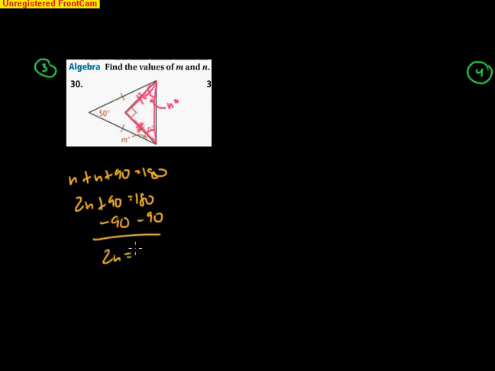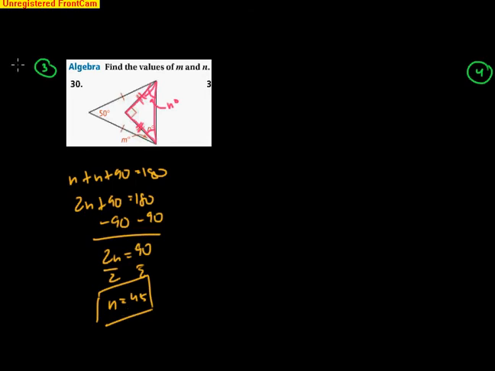And now in this triangle, I have the three angles. The three angles are n, n, and 90. They should add up to 180. And I can find what n is. 2n plus 90 is 180. I will subtract 90 from both sides to get 2n is 90. And I'll divide by 2. And n is 45. And there's the value of n.